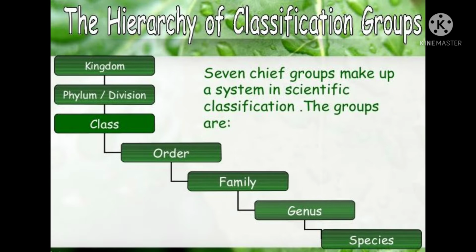Thus, by separating organisms on the basis of hierarchy of characteristics into smaller and smaller groups, we arrive at the basic unit of classification, which is a species. Now, we'll study the important characteristics of these 5 kingdoms of Whittaker.